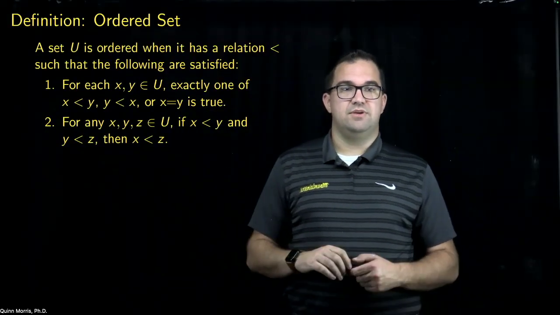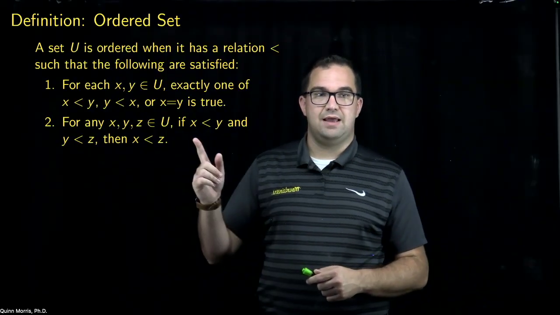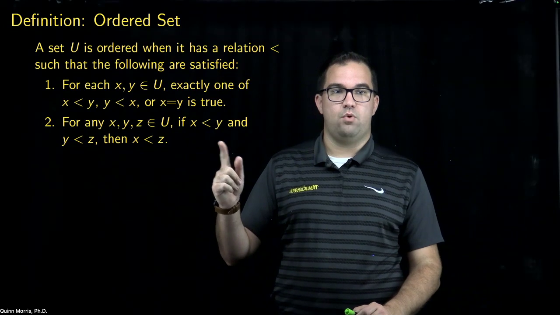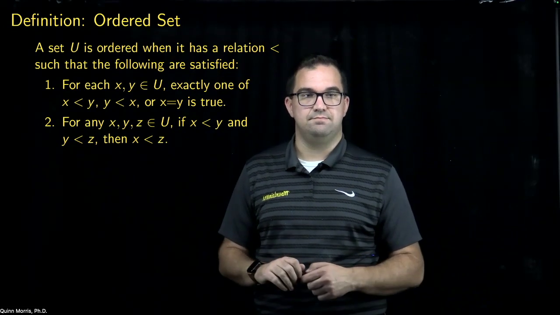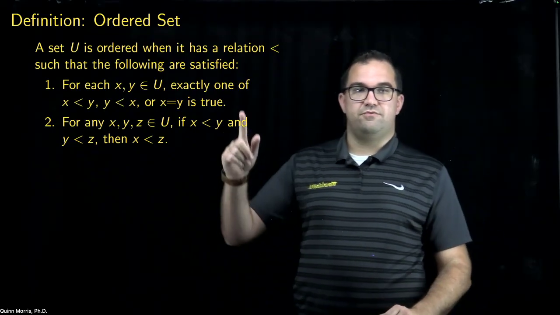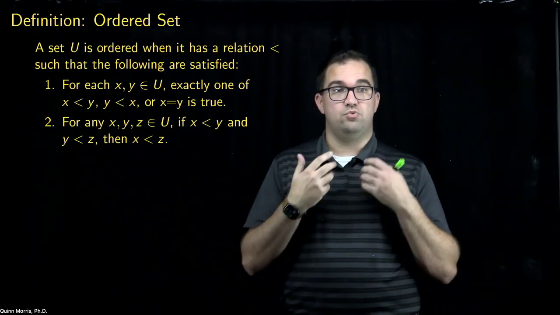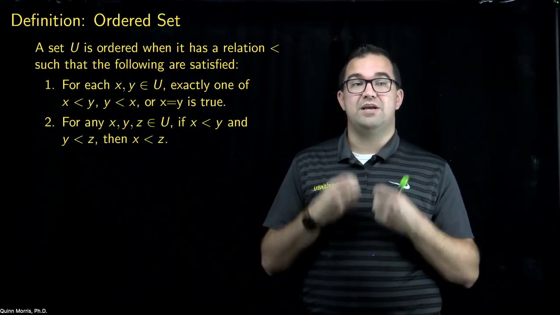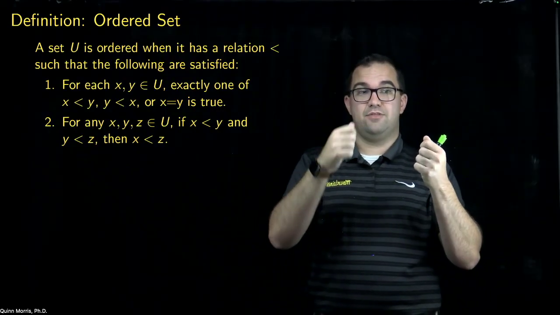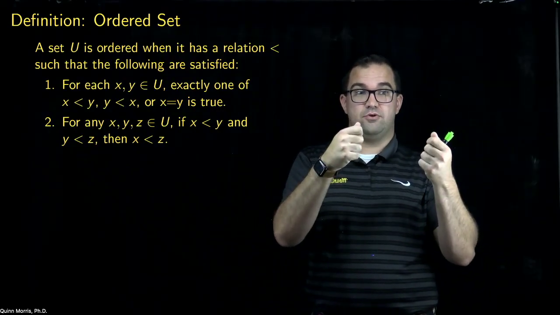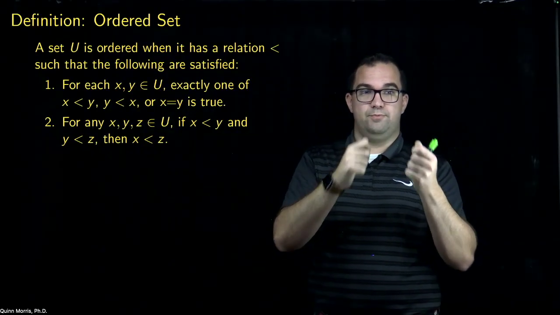The second thing I want to be true is that for any x, y, and z in my set, if x is less than y and y is less than z, then x is less than z. So this first property is often called a comparability property, right? You want any two elements to be comparable to one another. So if you take two things, you should be able to say that either one of them is less than the other or they're equal to each other. And only one of those should be true.